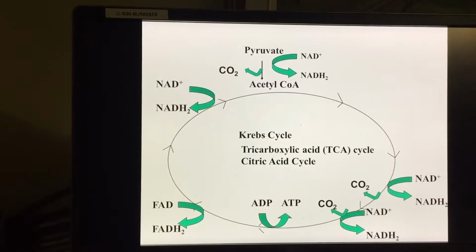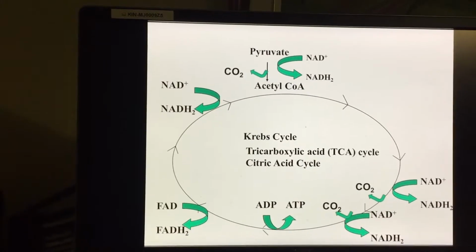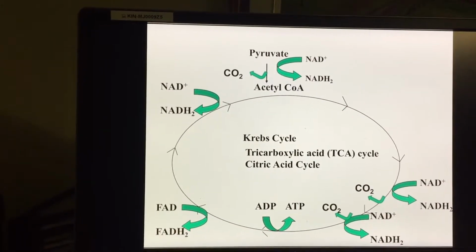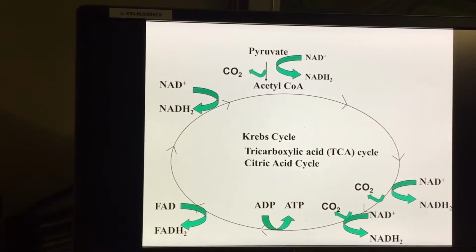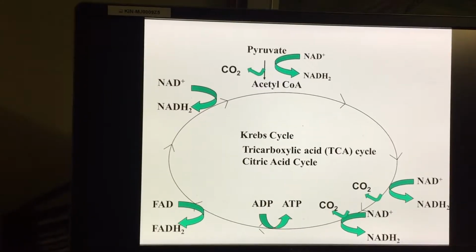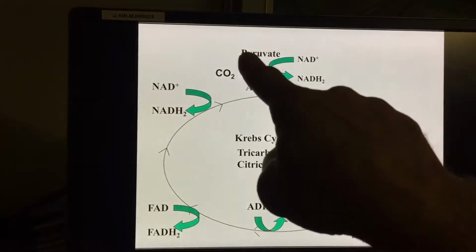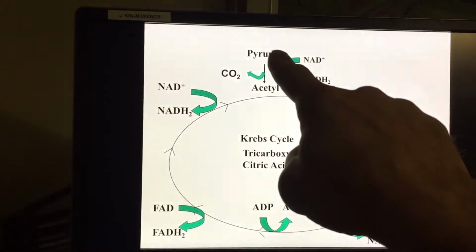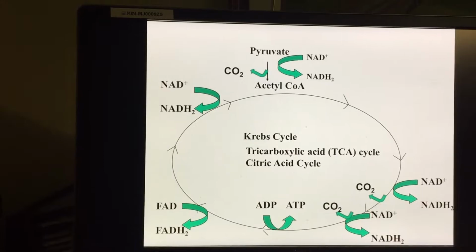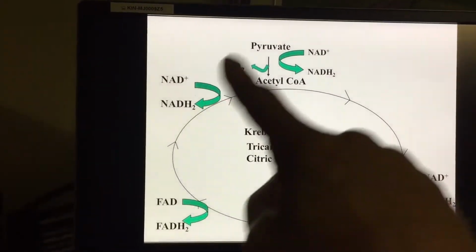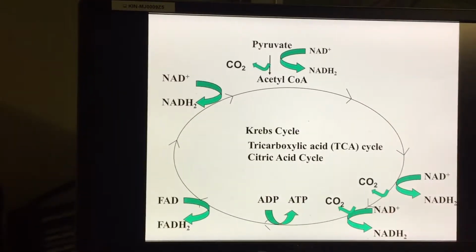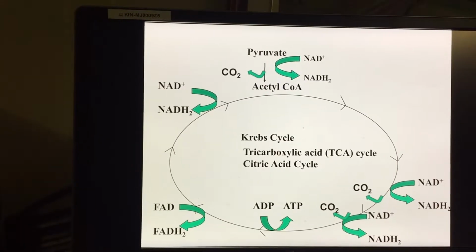So one thing to keep in mind with this diagram is that when you break down glucose, glucose is a 6-carbon molecule. Pyruvate is a 3-carbon molecule, so you have 2 pyruvates that get formed, and so you have this cycle going around twice for every glucose that you break down.